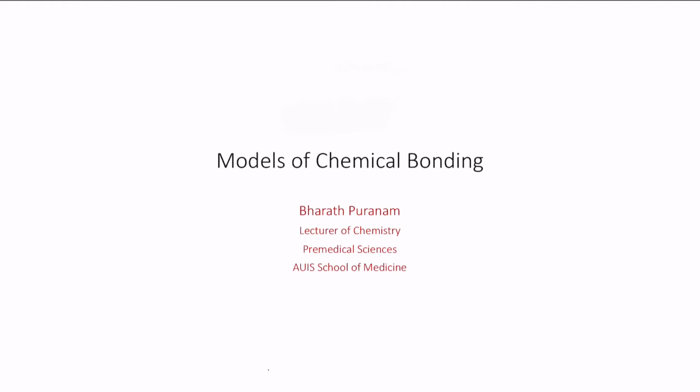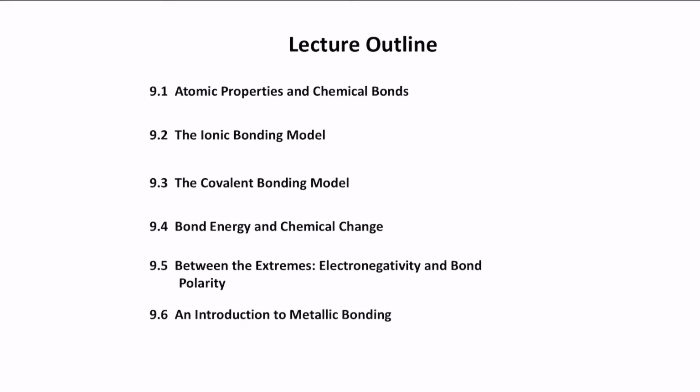Welcome to chapter 9. So in this chapter, let's talk about models of chemical bonding. In this lecture, we'll talk about atomic properties and chemical bonds. We'll talk about the ionic bonding model, the covalent bonding model, bond energy and chemical change, and between the extremes, we'll talk about electronegativity and bond polarity, and we'll talk about an introduction to metallic bonding.